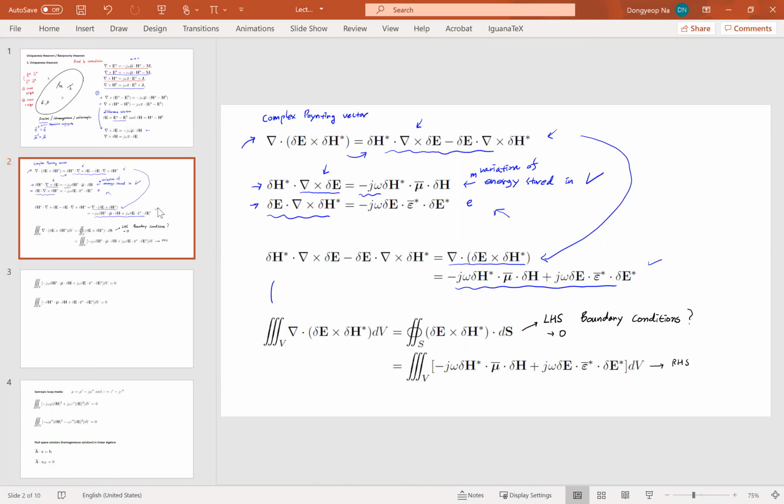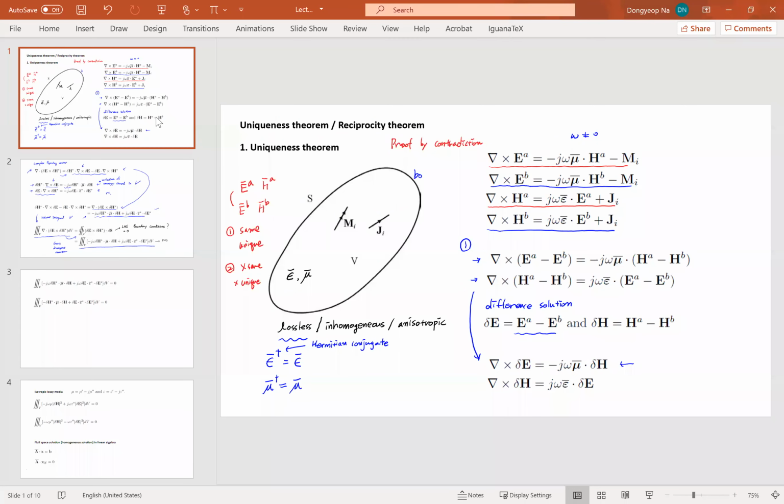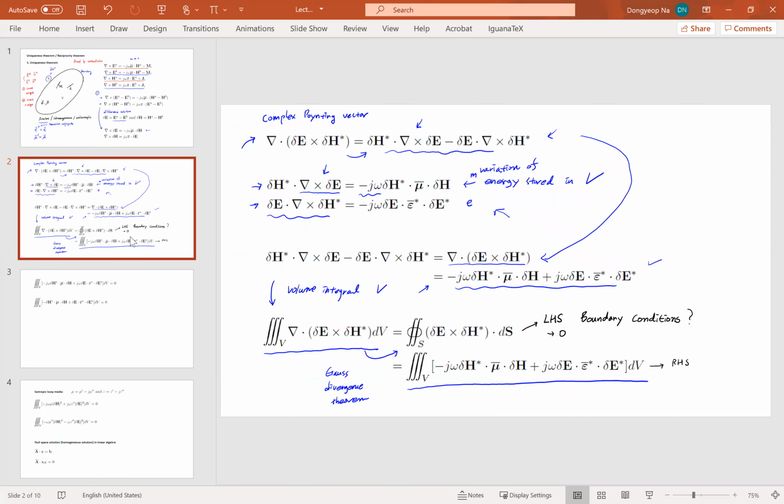Okay, now what we are going to do next is take the volume integral over V of this equation, so that the left-hand side takes the form of this, and this is going to be our right-hand side. We can rewrite this left-hand side by using the Gauss divergence theorem, so that we can replace this volume integral with the surface integral over the boundary of the volume V, which is denoted by S. So we have the following surface integral.